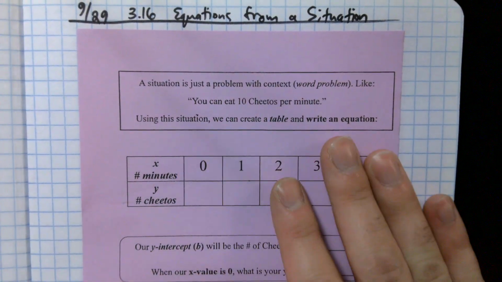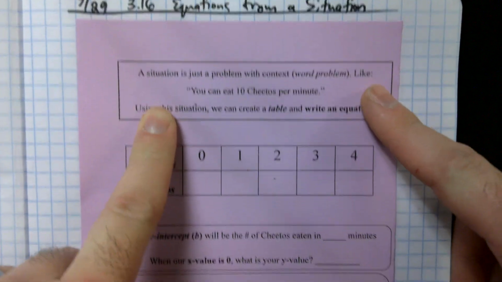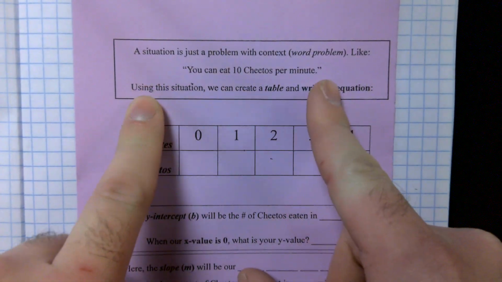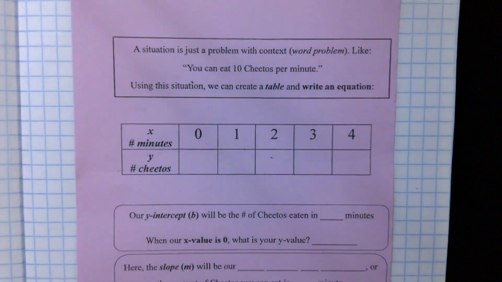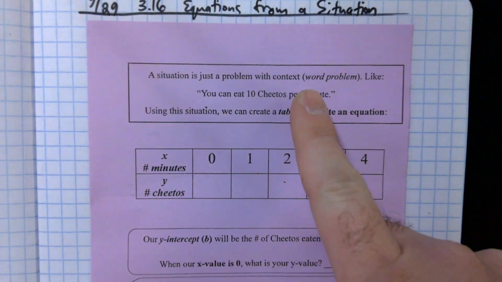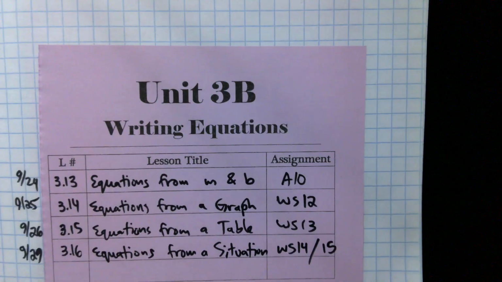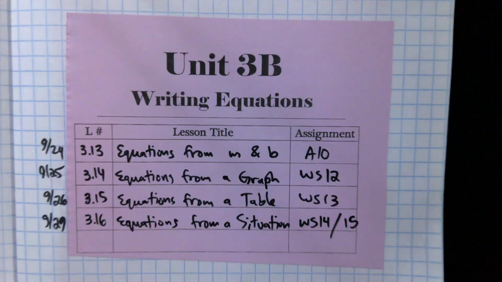So this is a question that was on our test. You guys remember this from our tests? Our very first test? You can eat 10 Cheetos per minute, and then you had to figure out what the M and the B is from that. It's okay if you don't remember. But we're going to bring it back because now we're going to take it a little bit further. We're going to find M and B, and just like everything in this unit, we're going to write the equation.